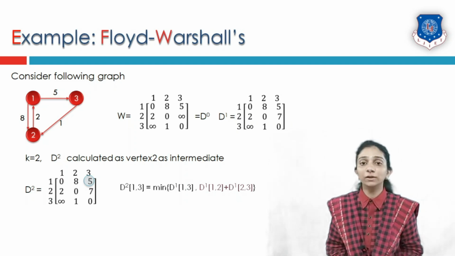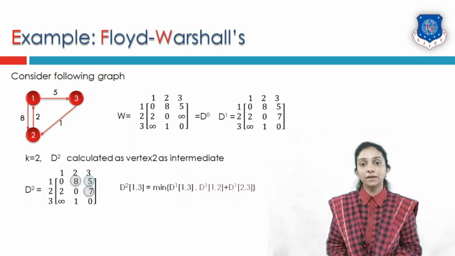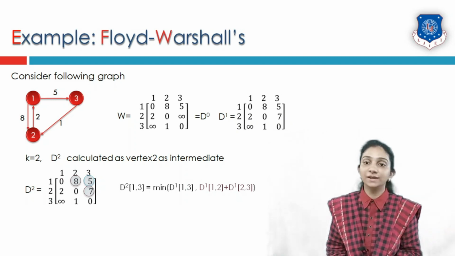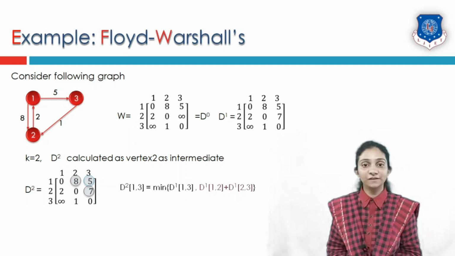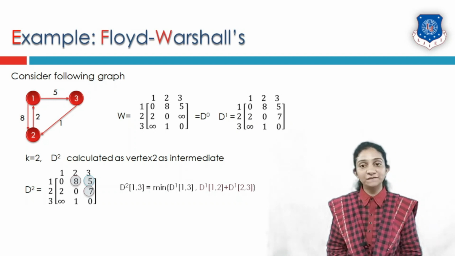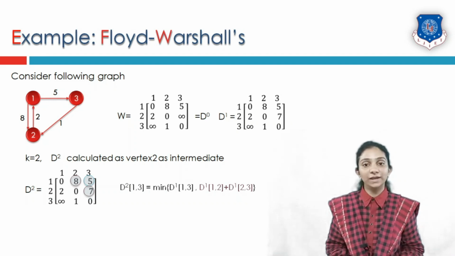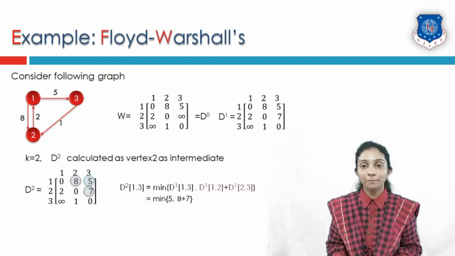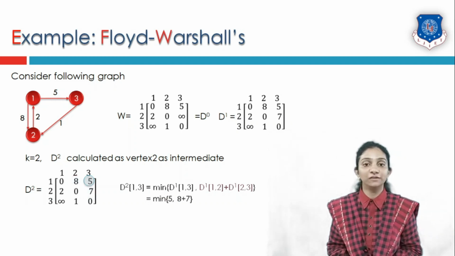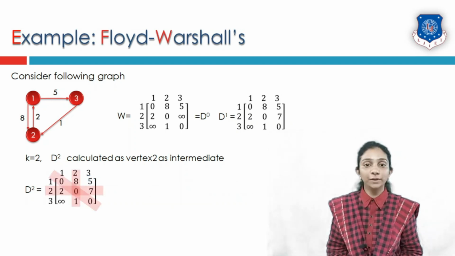Now cell number 1, 2 is 8 and cell number 2, 3 is 7. 8 plus 7 is equal to 15 and previous value is 5. So minimum out of these two values is 5 itself. So we are not going to change any value in that cell.